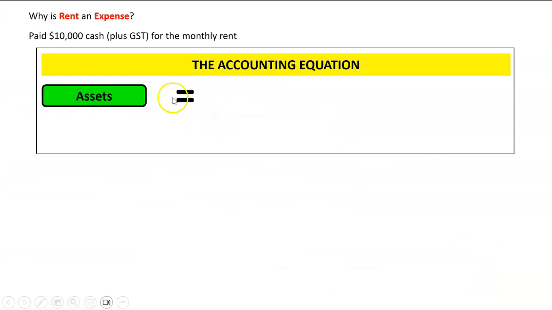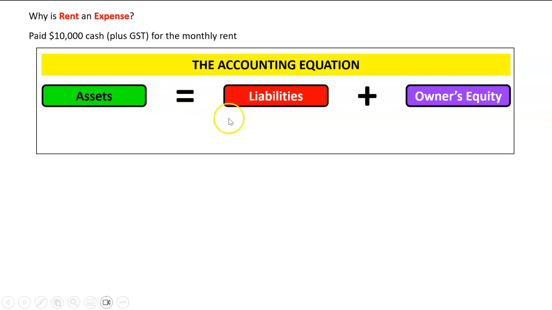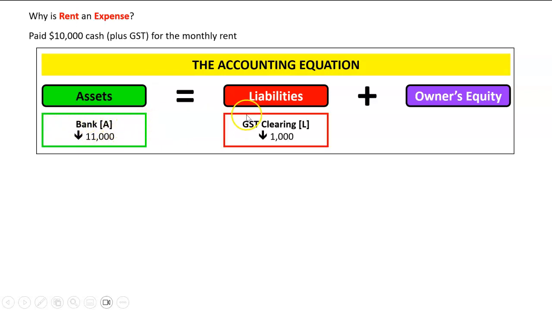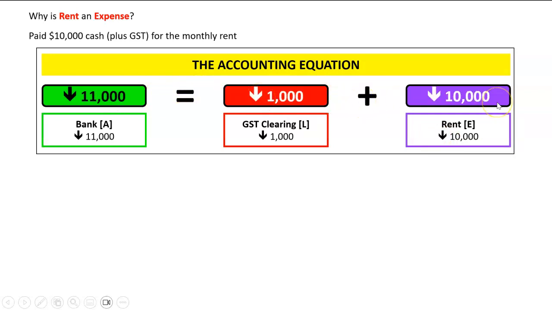What is the impact of that on the accounting equation? So assets must always equal liabilities plus owner's equity. So why are we doing this? Because we can always tell whether something's a revenue or an expense by looking at it in the terms of the accounting equation. So what just happened here? The asset bank went down 11,000. The liability GST clearing went down 1,000. And owner's equity went down because rent was an expense. And that balances. So assets went down 11. That has to equal liabilities down 1,000 plus owner's equity down 10,000.